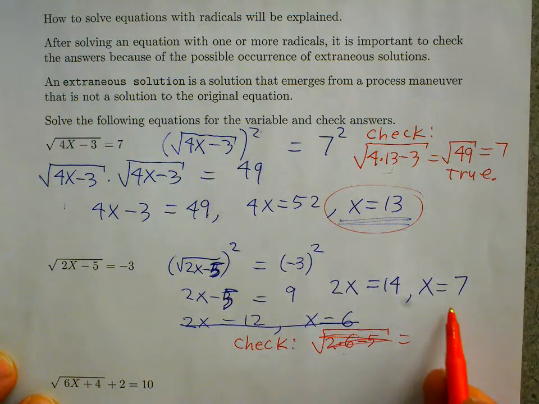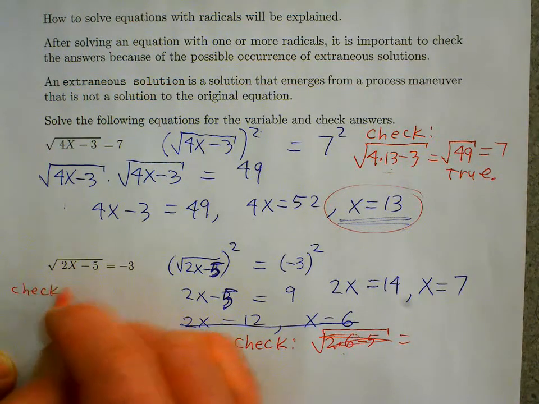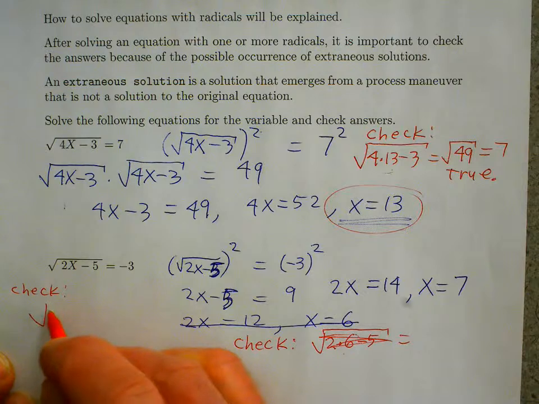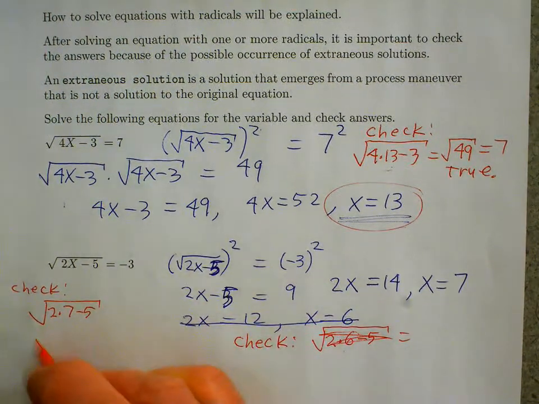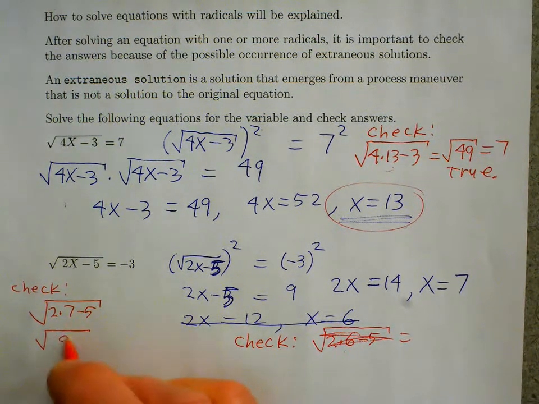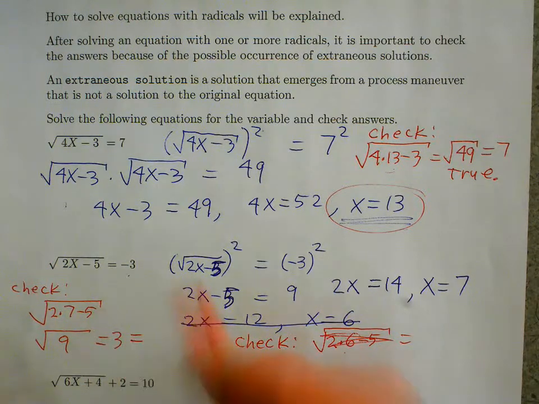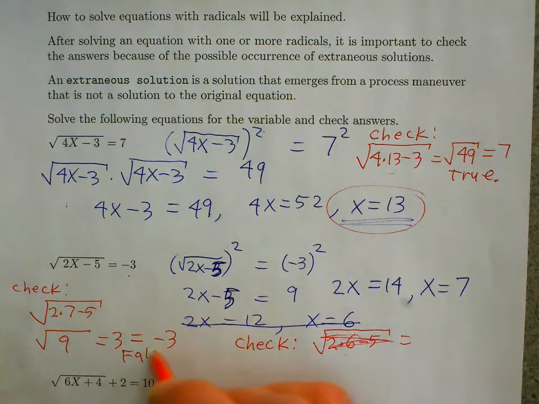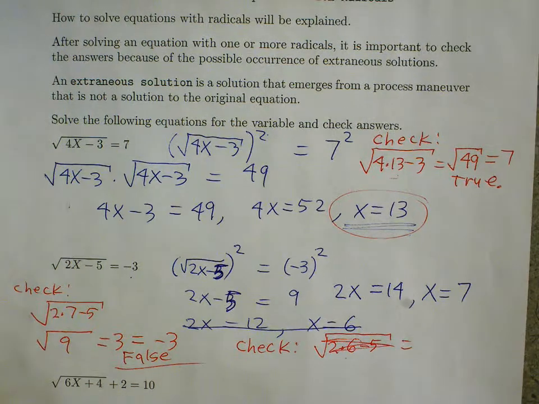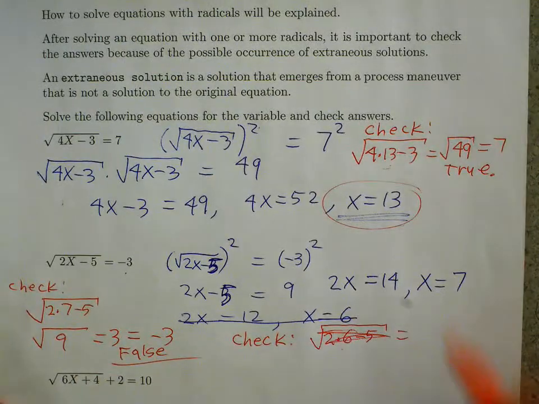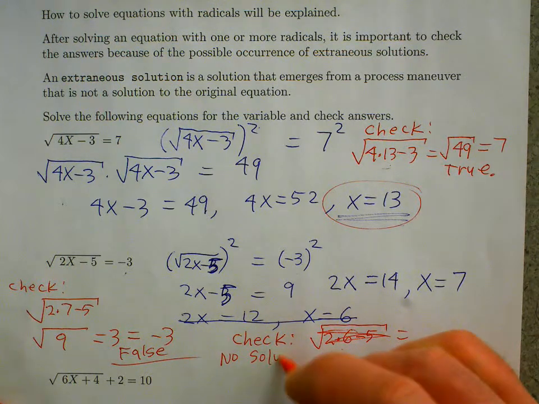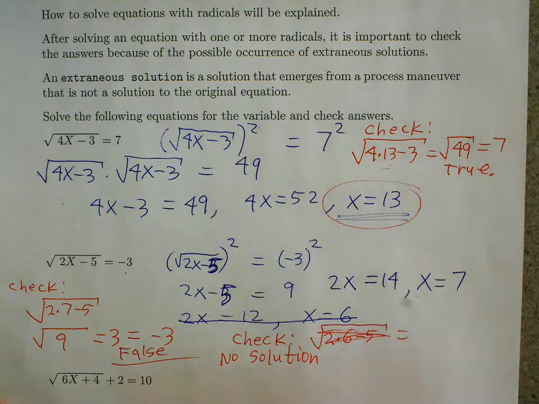Okay, so when we check x equals 7, we get the square root of 2 times 7 minus 5, which is the square root of 14 minus 5, or the square root of 9, which is 3. But 3 equals negative 3 is false. Okay, so we came to the right conclusion. There's no solution. x equals 7 is extraneous.